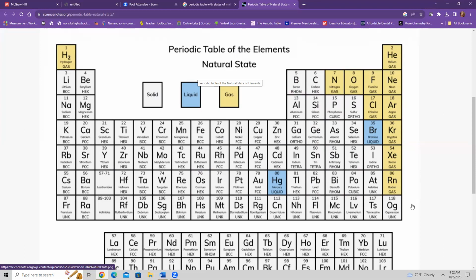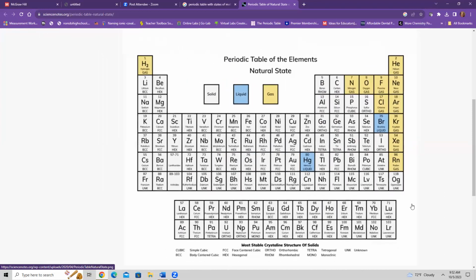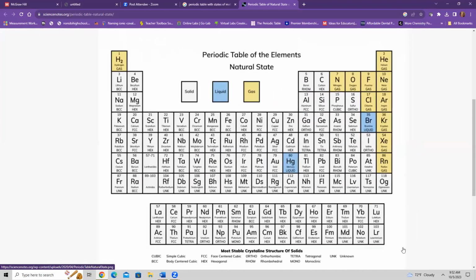The unknown part is what actual shape they make. They're crystals. So you notice right down here, there's simple cubic, body-centered cubic, face-centered cubic, hexagonal, orthorhombic, rhombohedral, tetragonal, monoclinic, and unknown. Those new ones are unknown. But everybody else, all right, mark those. Let me know when you're done, and we'll move on.